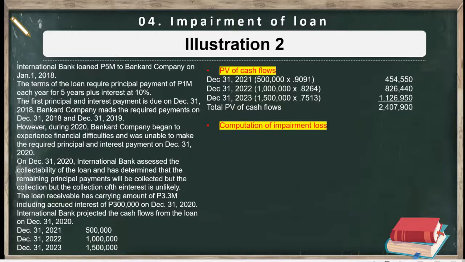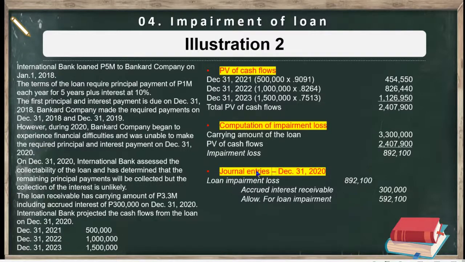To compute the impairment loss, again, that's the difference between the carrying amount and the present value of the future cash flows using the effective interest rate. So the carrying amount of the loan, which is given here, 3,300,000, less the present value of the cash flows computed here. So our impairment loss is 892,100.